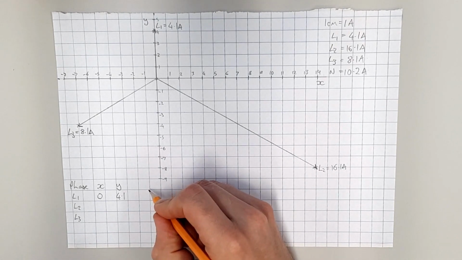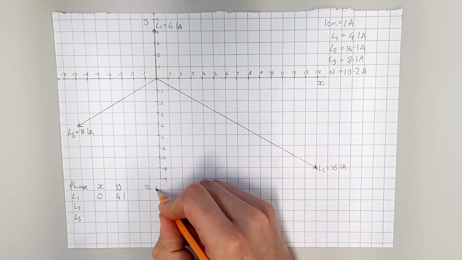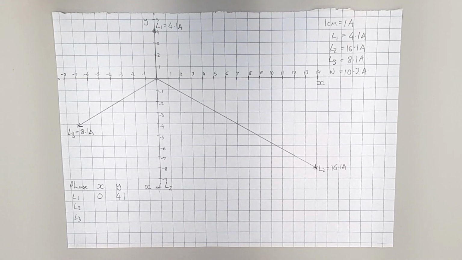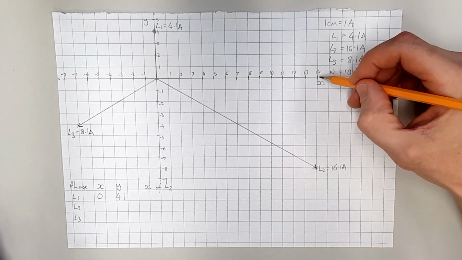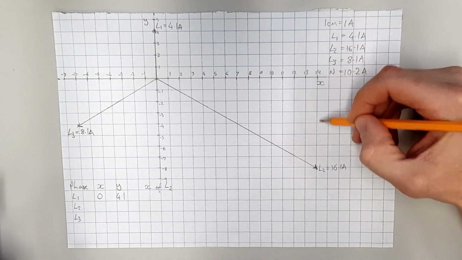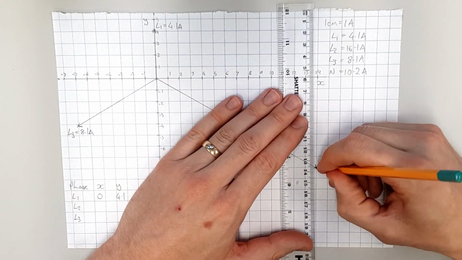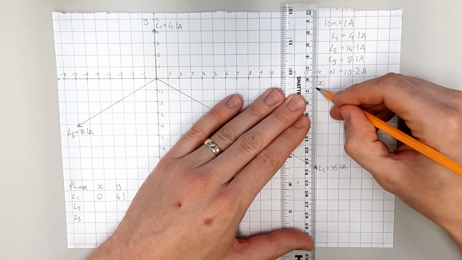So what we're going to do first of all is find out what the x value of L2 is. That's the first thing we want to do. The way we do that is to think: what point on the x-axis lines up with the end of that arrow? And I can just draw that in as a dashed line there.